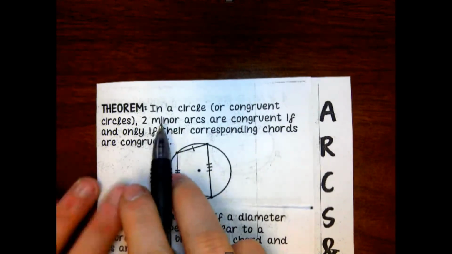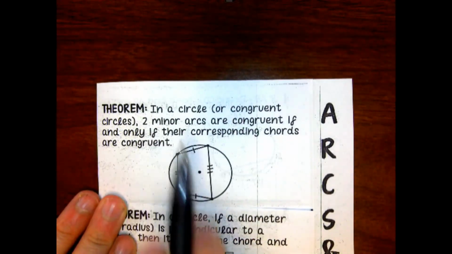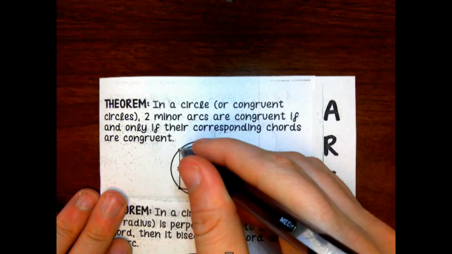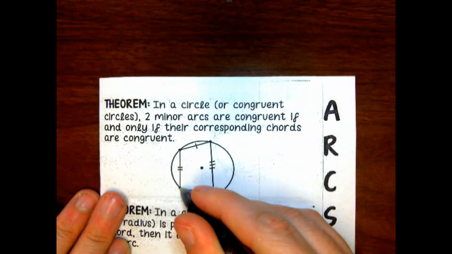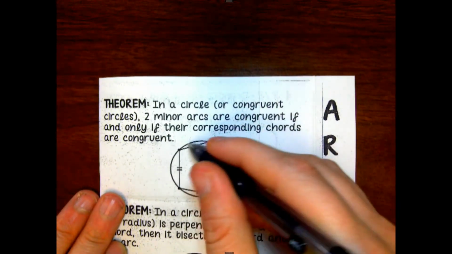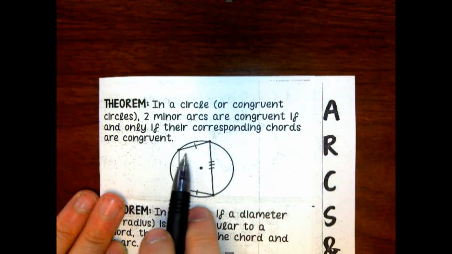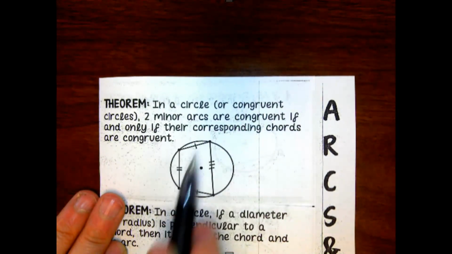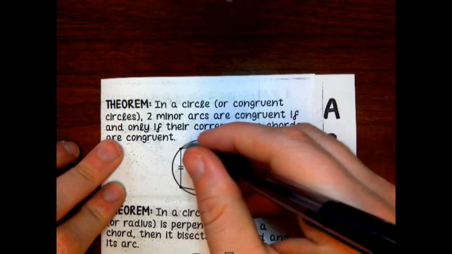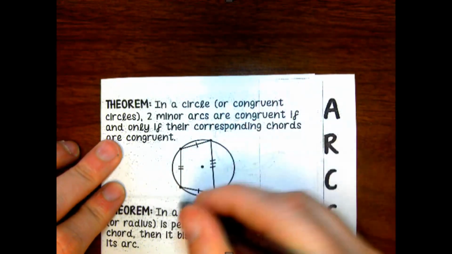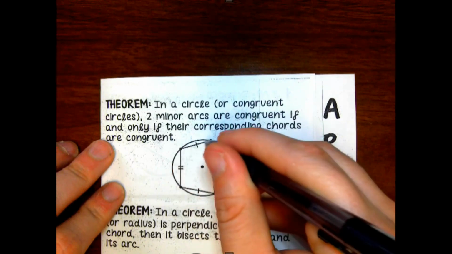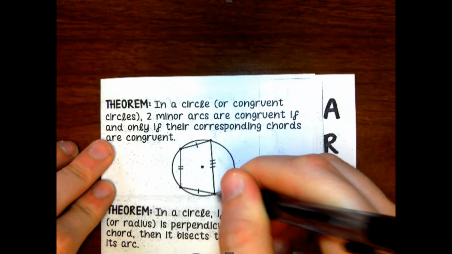So first theorem, in a circle or congruent circles, two minor arcs are congruent if and only if their corresponding chords are congruent. So in other words, two arcs, so that's a part of the curve of the circle that's less than half the circle. Two arcs are congruent if the chords, meaning the straight lines that connect those two points on the circle, are also congruent. So in this case, I know that the distance from here to here on the outside of the circle and the distance from here to here is the same because this distance and this distance are the same. That means that the arcs are the same.